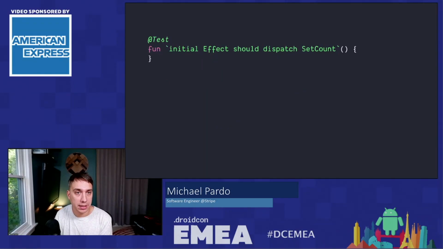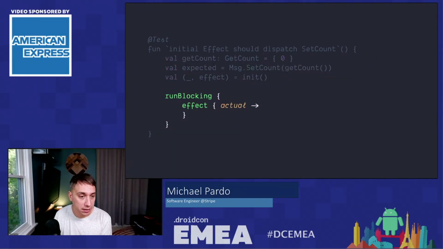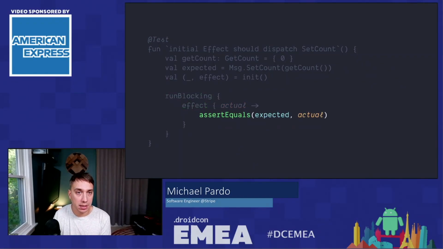So let's write a test to ensure that the initial effect dispatches a setCount message. We arrange the test with a faked instance of getCount that just returns 0, and then our expected results. We act by running the effect in a blocking coroutine, and we assert that the message dispatched is equal to what we expect, which was a setCount with 0.